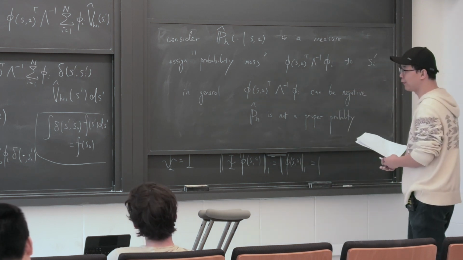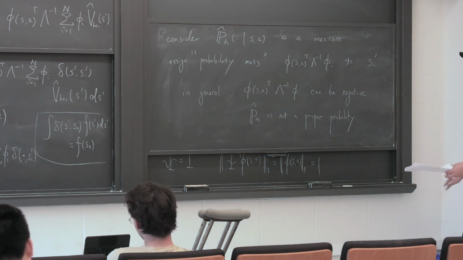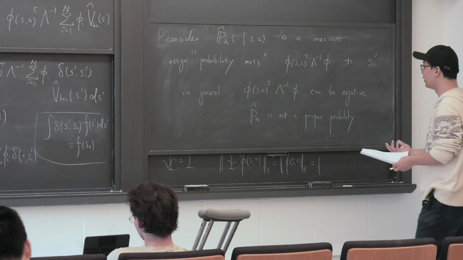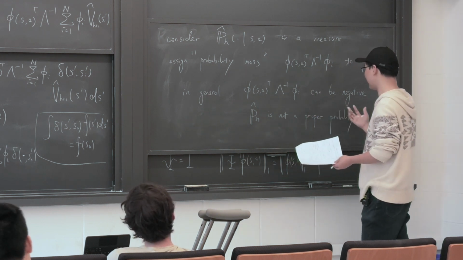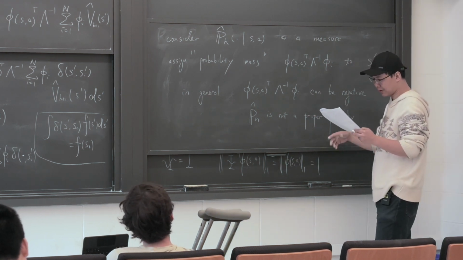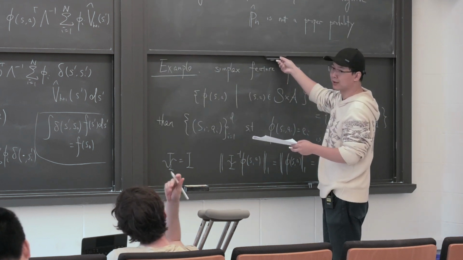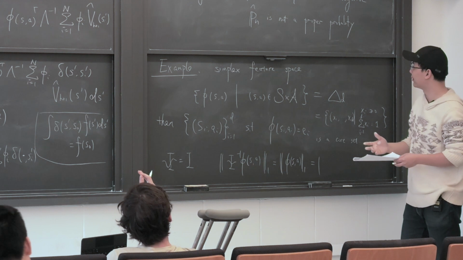So you can just think of the form: if everything is positive, then it looks like some probability measure. But it turns out it's not necessarily true, because in general this can be negative. So it just looks like a probability measure. But given this formalism, we can already do a lot of derivation on top of it.